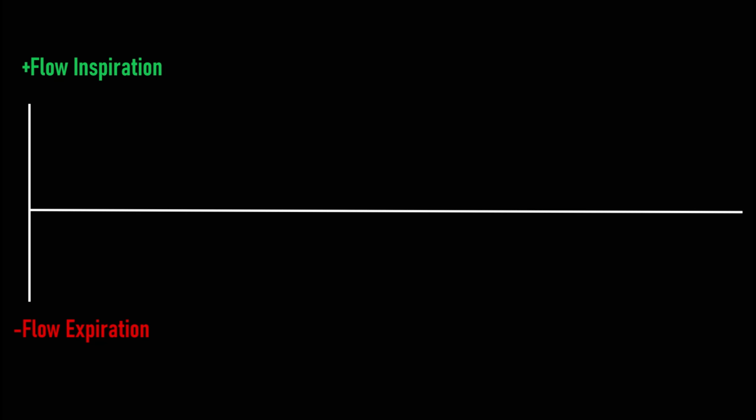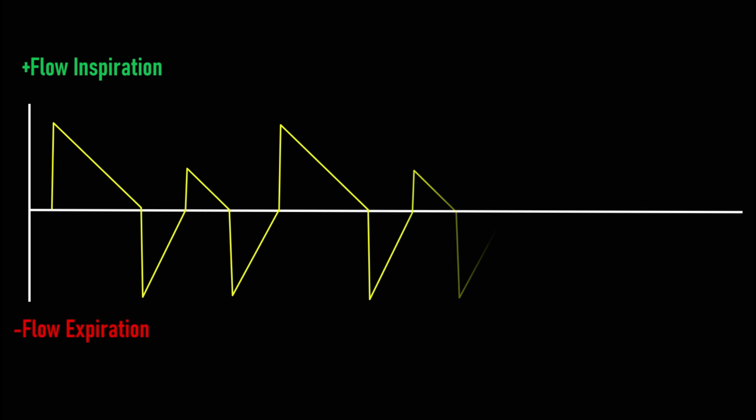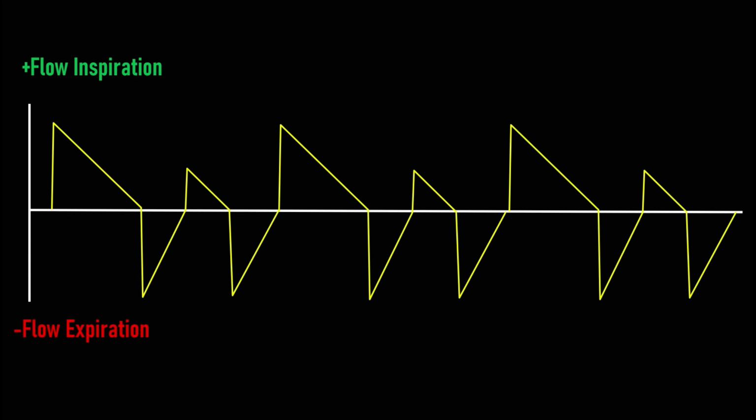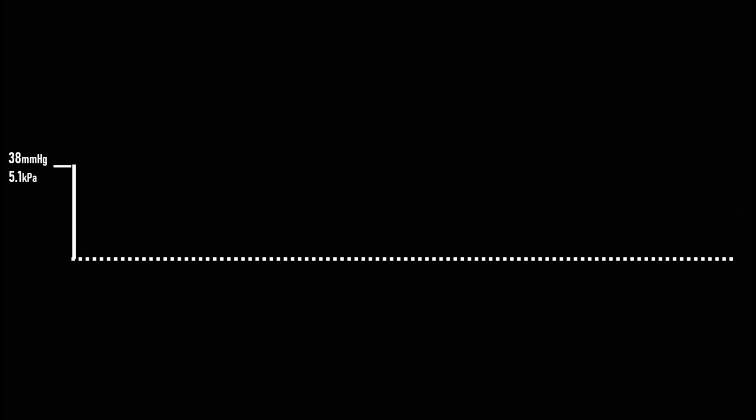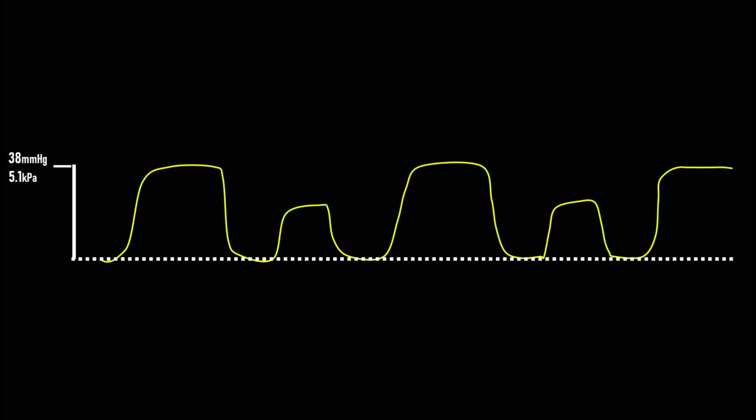This is easily explained on the flow waveform. The orange arrows are the mandatory ventilator breaths. The green arrows are the patient's unsupported spontaneous breaths. Sometimes they stack. Occasionally, you may see this picture where there are large breaths interspersed with smaller breaths. What's going on here?